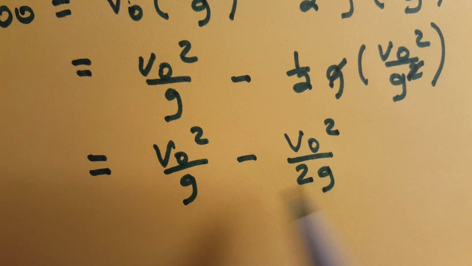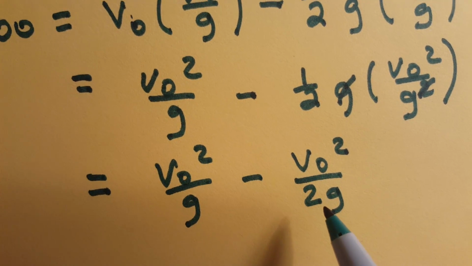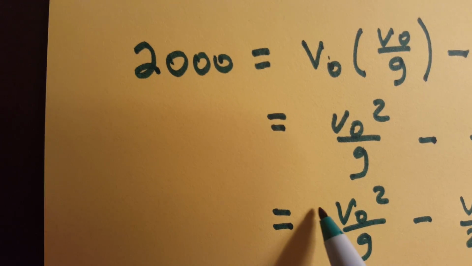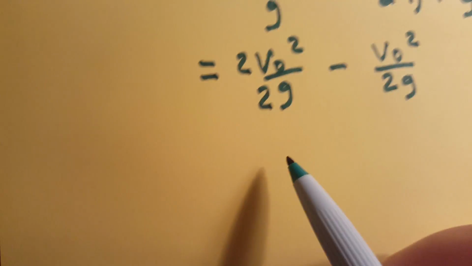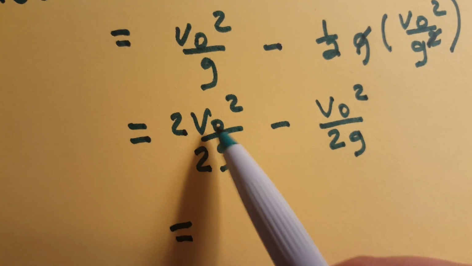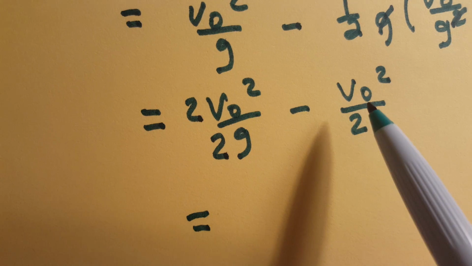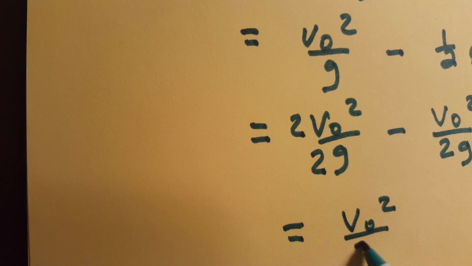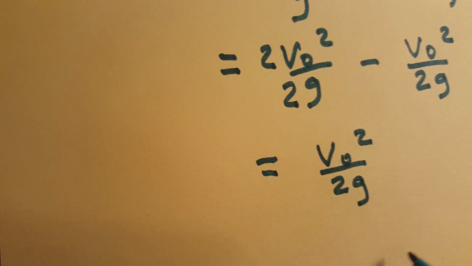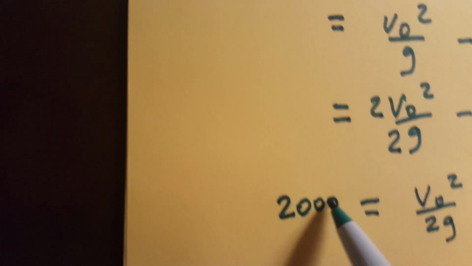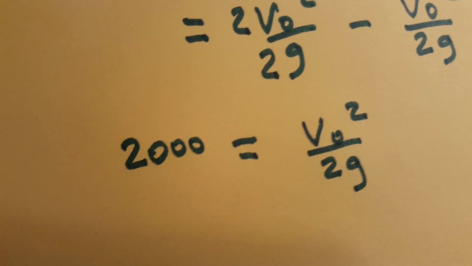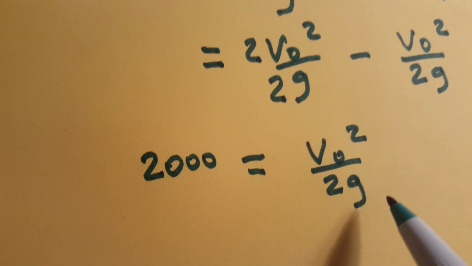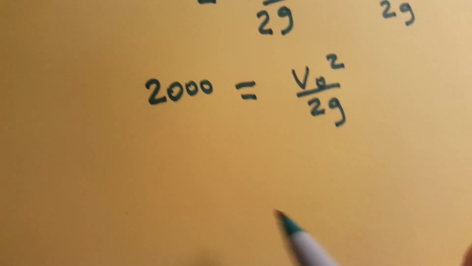Well, now when I subtract fractions, I need a common denominator. So this guy has a 2g, so we need a 2 down here, but whatever I do to the bottom, I need to do to the top. And so 2 v sub 0 squared minus 1 v sub 0 squared is just 1 v sub 0 squared all over 2g. And we said this equals 2,000. Now notice I simplified this all the way down so that I just have this one g. So now I can plug in for g. I made it a lot easier.